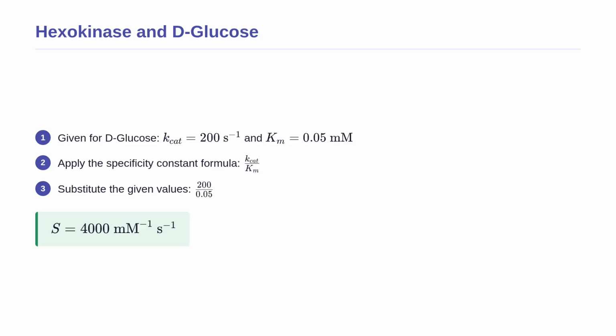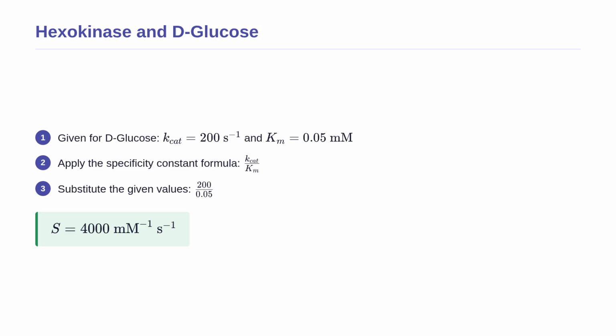With our formula established, let us apply it to a real-world scenario involving the enzyme hexokinase, which adds phosphate groups to sugars in your body. We want to see how it reacts with D-glucose. We are given that for D-glucose, the turnover number, Kcat, is 200 per second, and the Michaelis constant, Km, is 0.05 millimolar. We choose the specificity constant formula to evaluate this interaction.